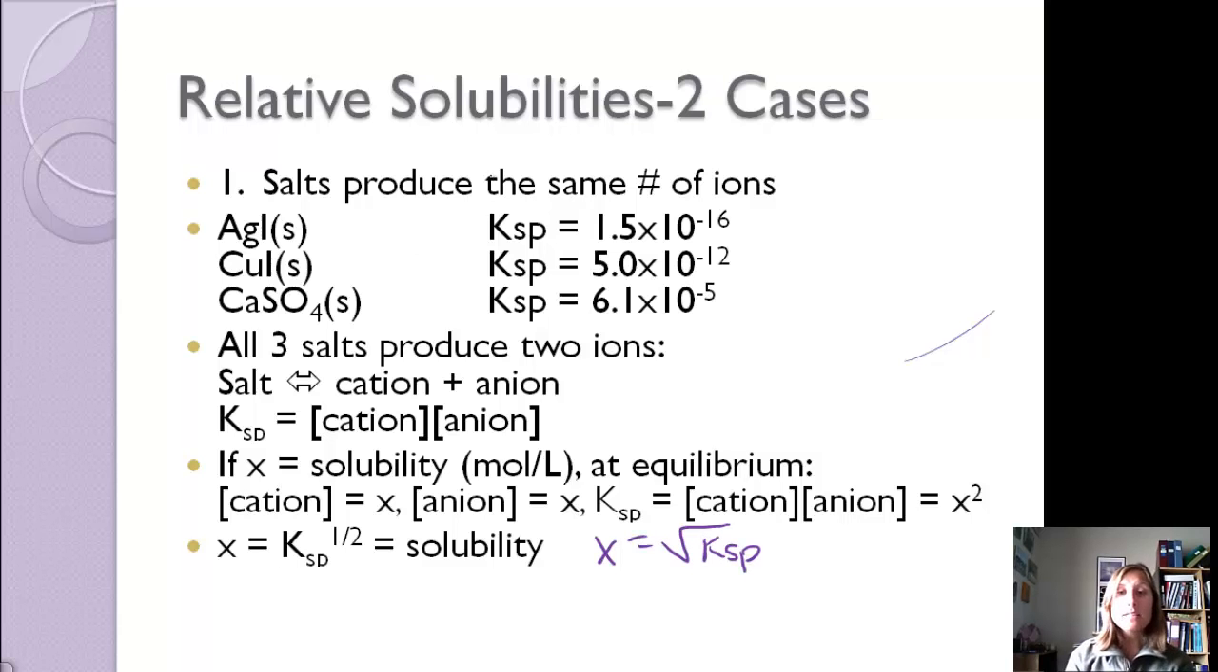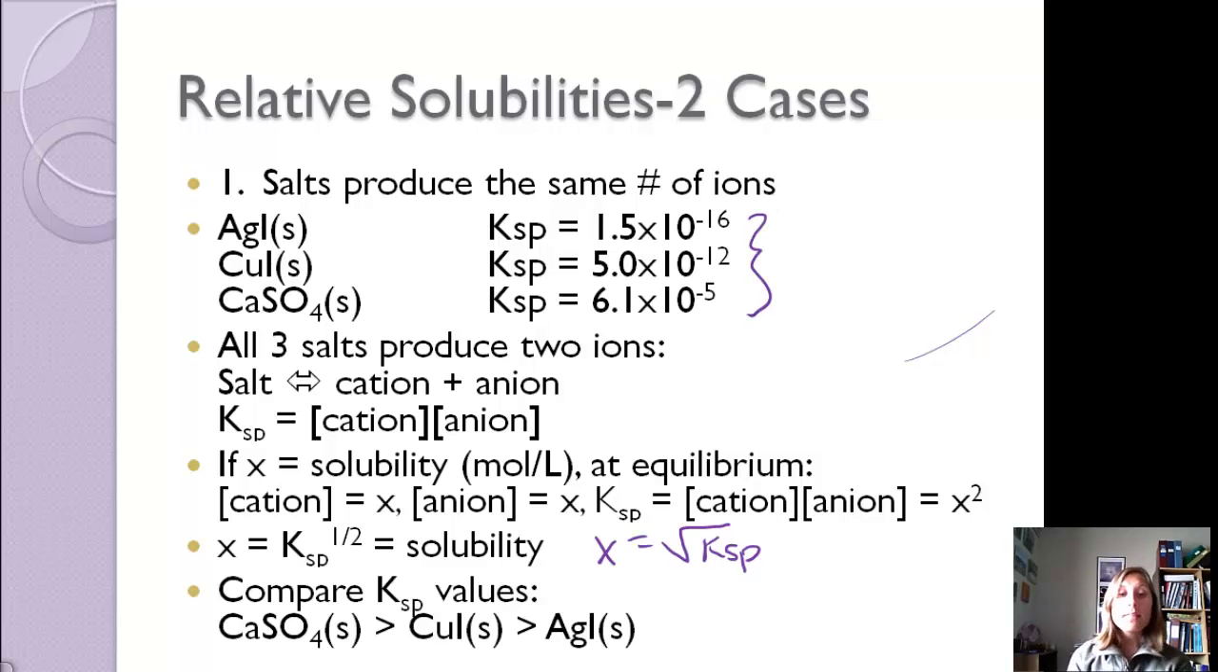So if we do that to all 3 of these Ksps, we get that the calcium sulfate has the highest value, then the copper 1 iodide, and then the silver 1 iodide. And so this gives us relative solubilities, calcium sulfate having the highest solubility.